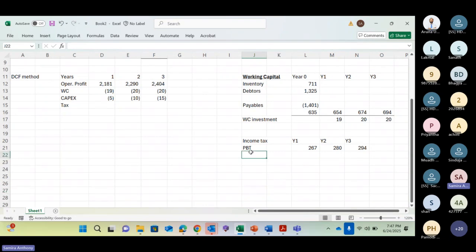Right? Now you need to add back. You already know that depreciation was deducted in this profit before tax. Therefore, you have to add depreciation. That is 50 million every year as per the assumption. Is that clear? Hanifa, you wanted to know this one, right?